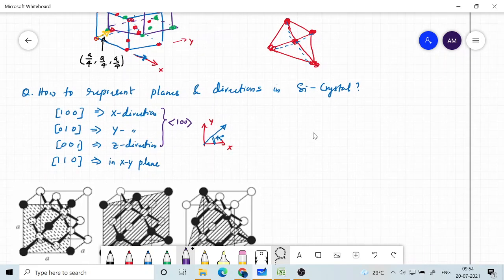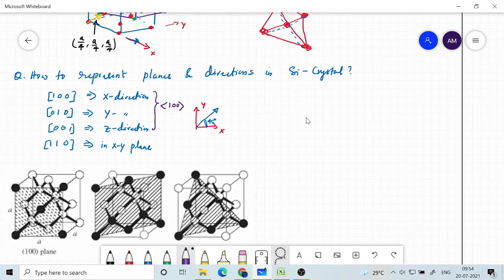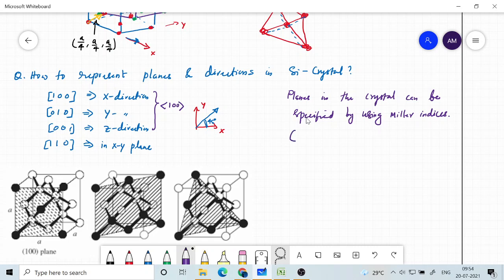Similarly, we can represent the planes. Planes in the crystal can be specified by using Miller indices. So what are Miller indices? Miller indices are denoted with parentheses, H, K, L.